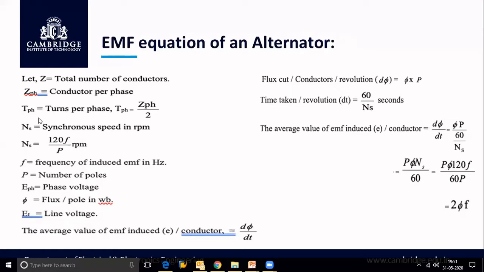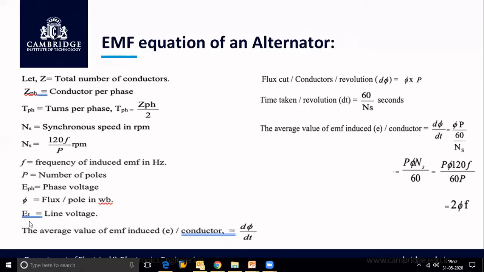We know that two conductors constitute a turn. So if there are Z phase number of conductors, then the number of turns per phase will be Z phase by 2. Therefore, T phase is equal to Z phase by 2. And as we usually know, Ns is equal to synchronous speed in RPM, whose expression is given by 120 F by P, where F is the frequency of induced EMF and P is the number of poles. And let E phase be the phase voltage, that is the EMF induced in each phase in volts, phi the flux per pole in Webers, and EL the line voltage.